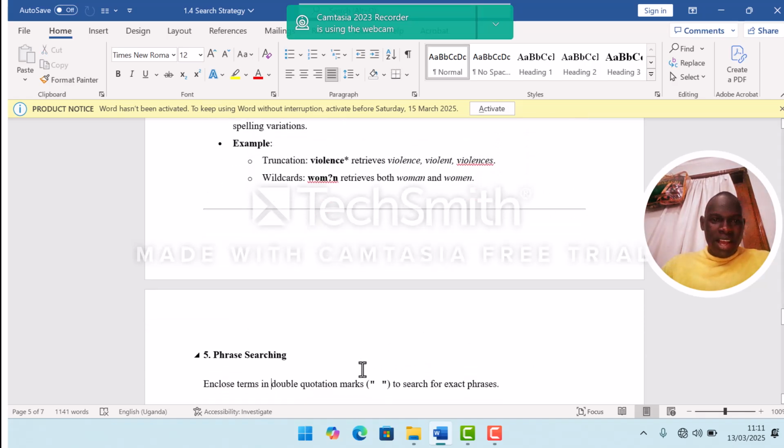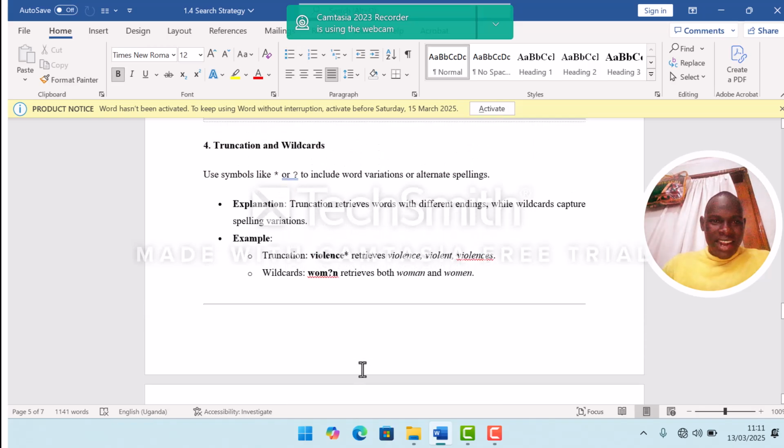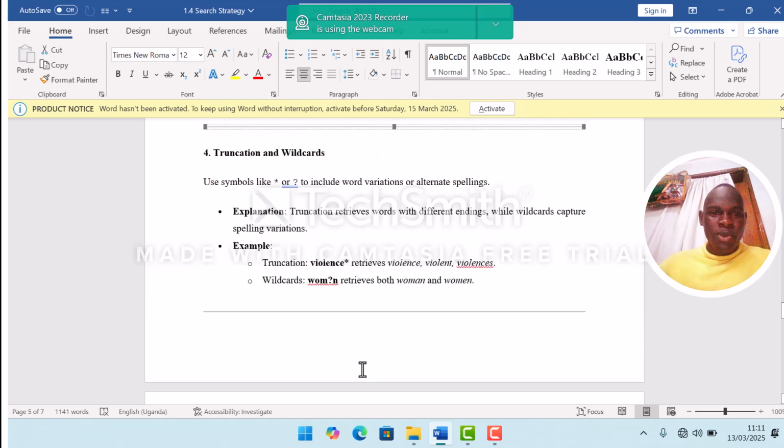Regardless of that, we also have what we are calling truncation and wildcards. What do we mean by this? Truncation retrieves the different endings of every word that you use in a search, while wildcards capture what we call spelling variations. If you have written a wrong spelling, maybe a word combined with symbols, letters or figures, wildcards work on it and change it into the appropriate wording.